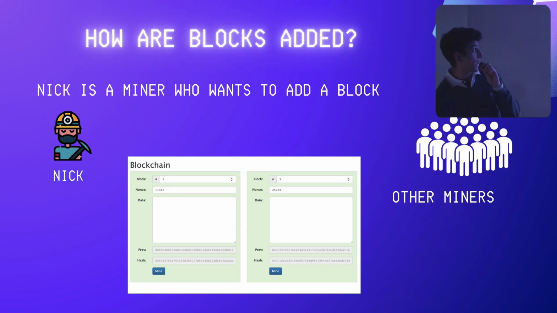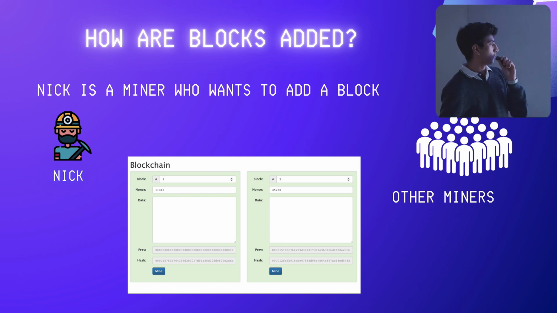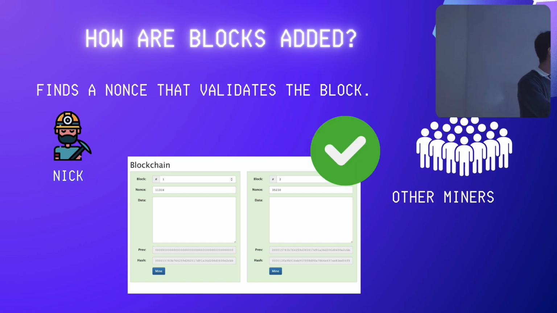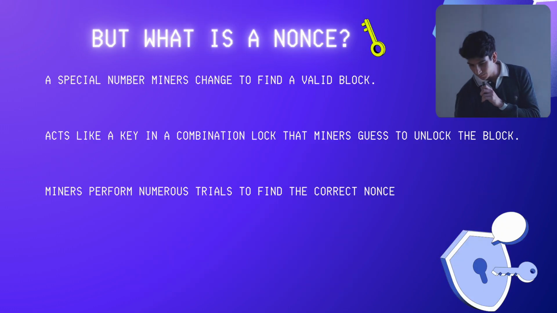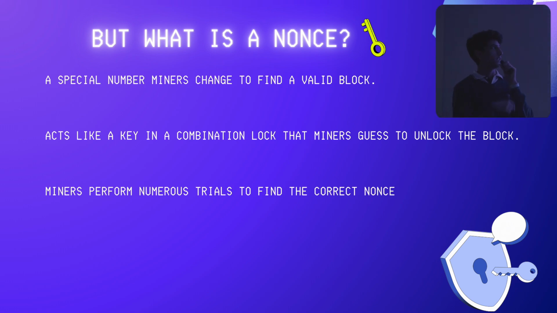So how are blocks added? Let's take an example. Let's say there's a miner named Nick who wants to add a block to this existing blockchain. Nick has to find a nonce value that validates the block, as you can see over here in nonce. But what is a nonce? For example, you have a lock that has a password. So let's just say for now, a nonce is guessing the password to that lock.